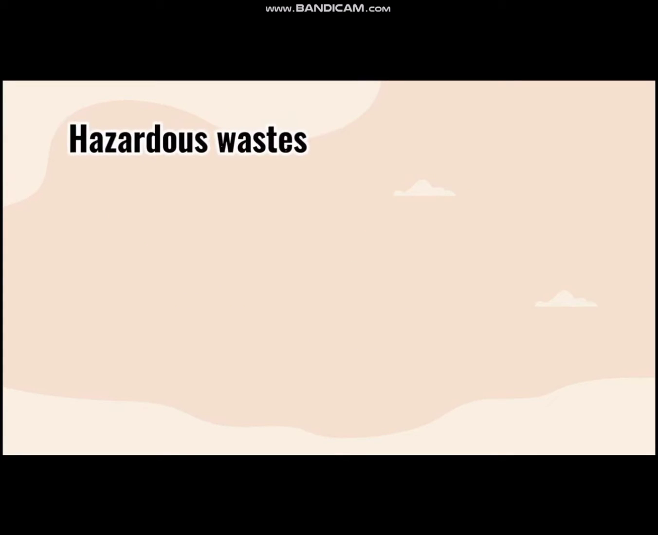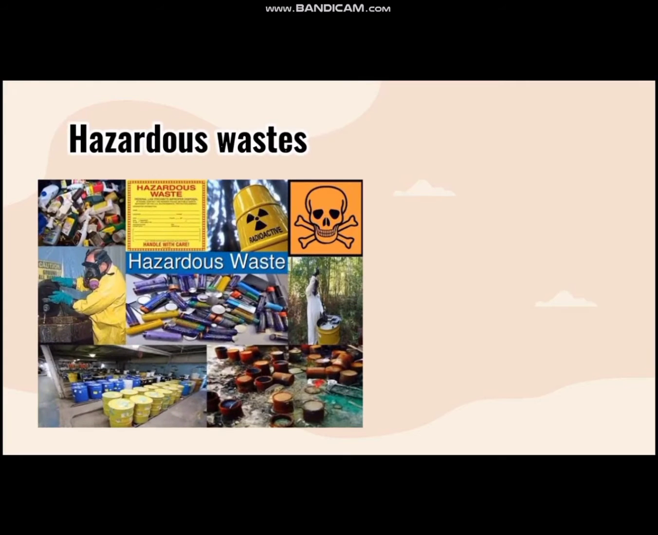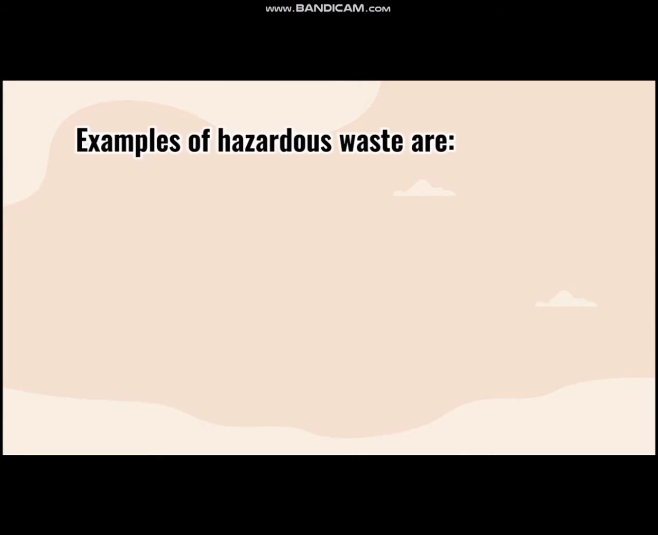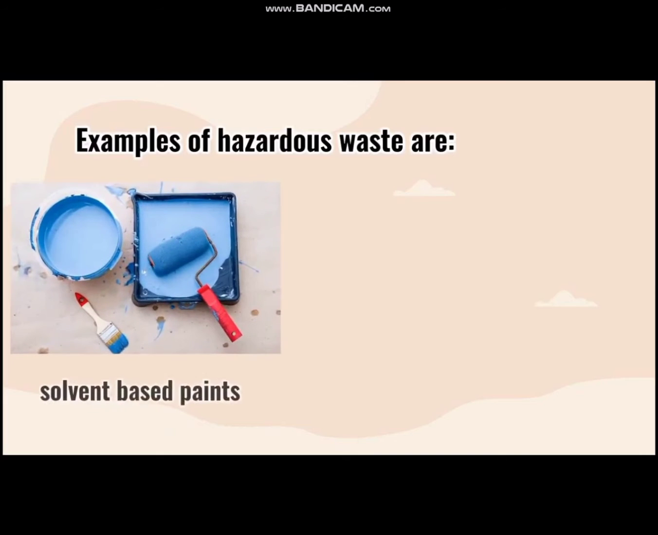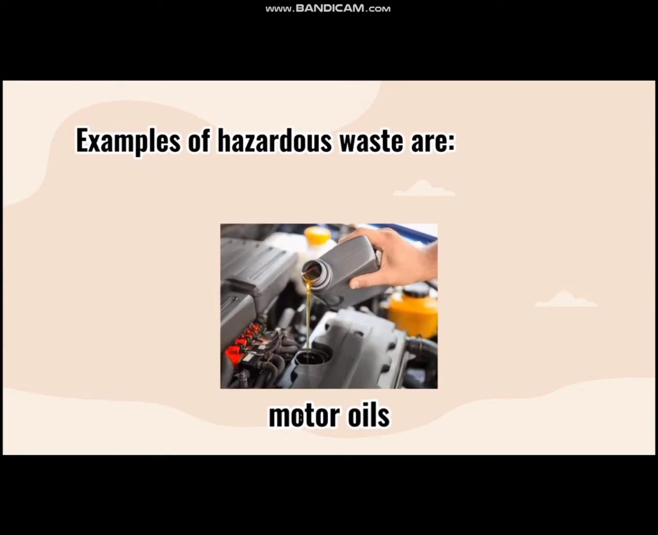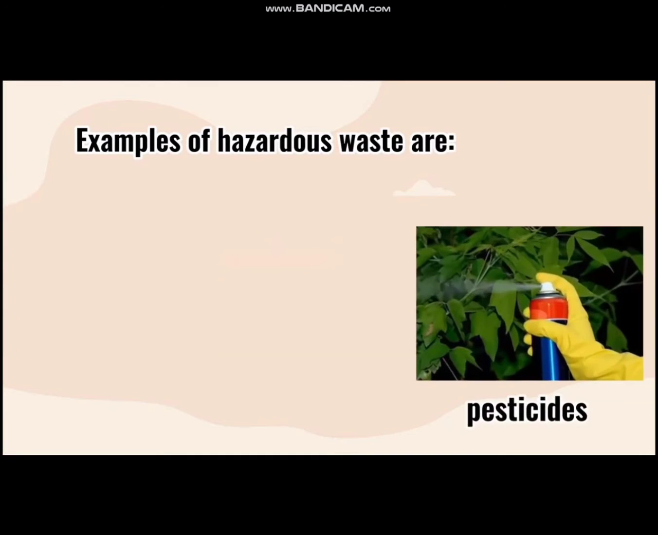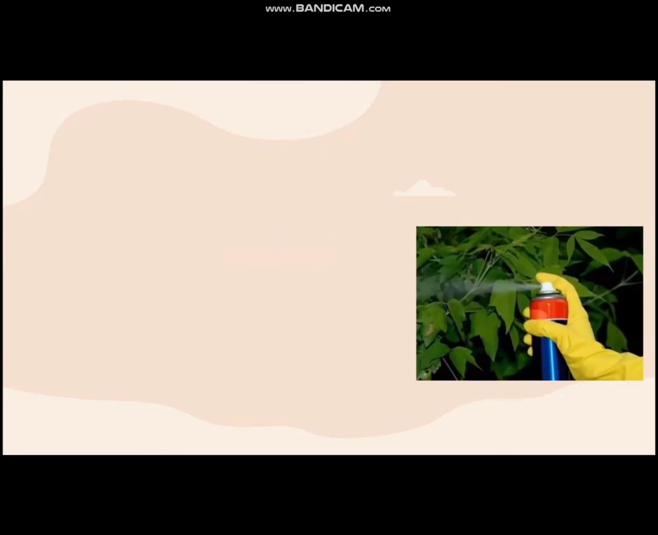Next is hazardous waste, which is waste or products that may contain toxic substances that may bring potential threats to public health and to the environment. Examples of hazardous waste are solvent-based paints, motor oils from cars, pesticides, and other garden chemicals. This case study focuses on the way Motorola integrated product design for the environment.